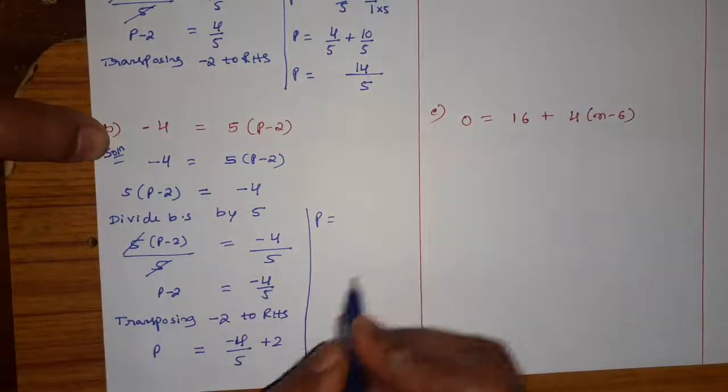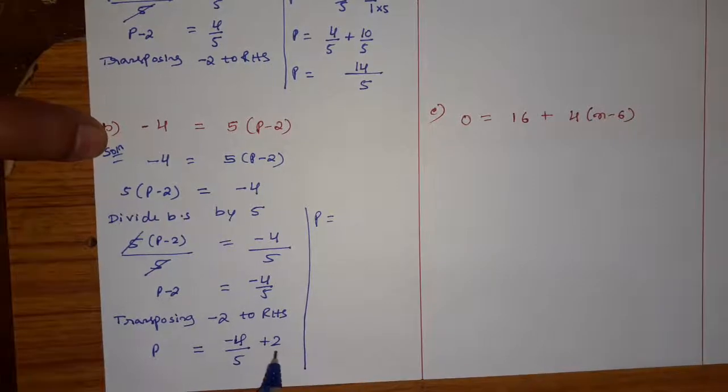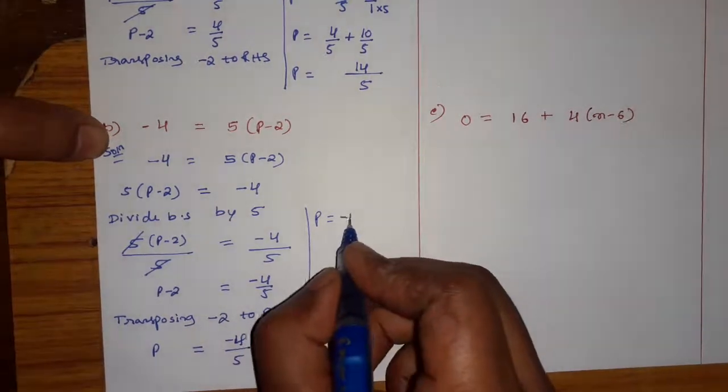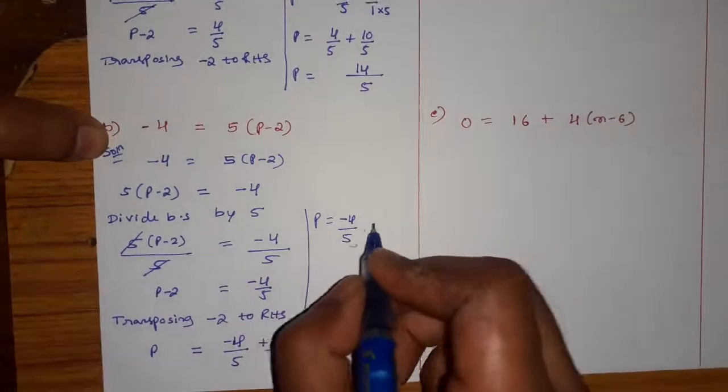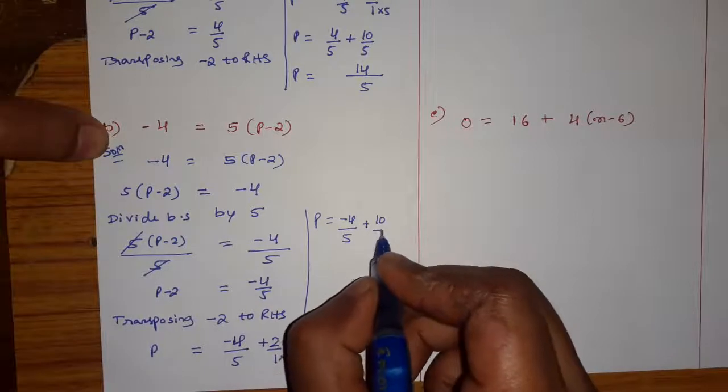Now you look, minus 4 by 5 and 2 means what? 2 by 1, no? Here the denominators are different, therefore I need to multiply by 5 here, so it will become minus 4 by 5 plus 10 by 5.